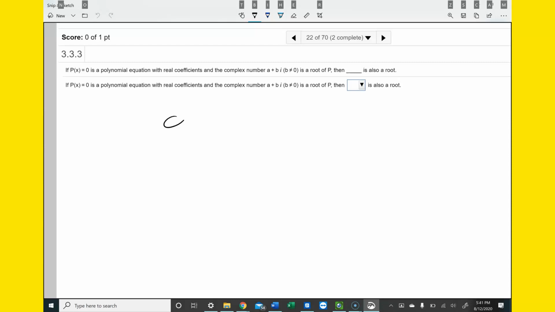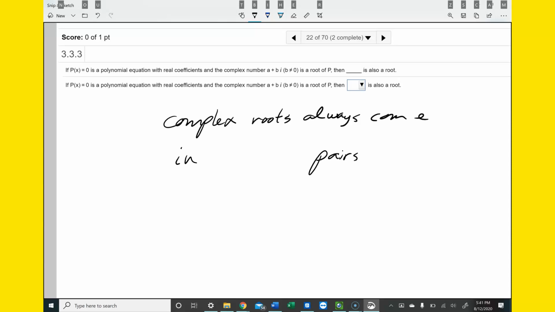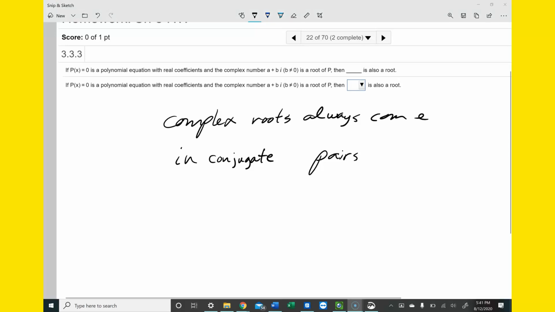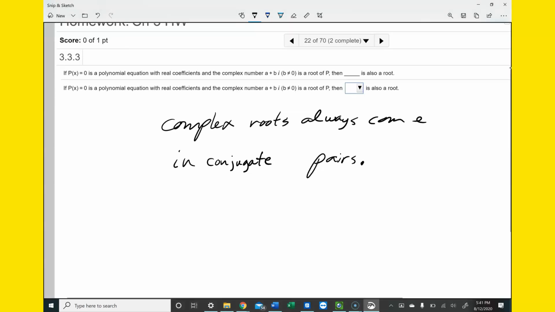All right, complex roots always come in pairs, and they always come in something called conjugate pairs. They never come as a single. So you will never have just one imaginary root. You never have 3 imaginary roots. You're always going to have an even number of imaginary roots. They come in pairs, and they come in conjugate pairs.